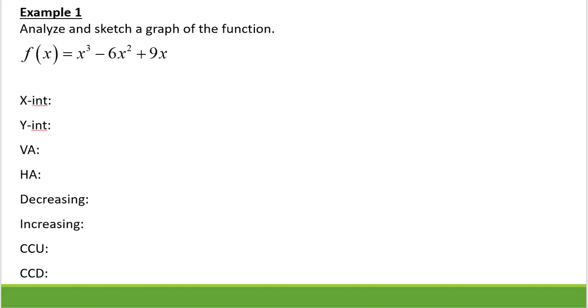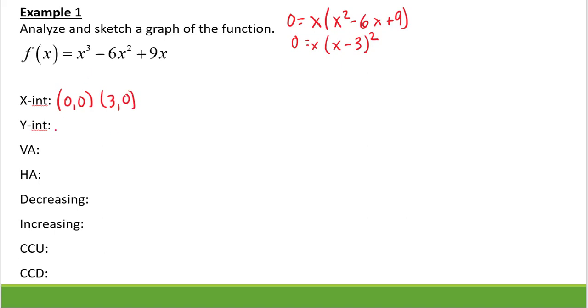x-intercepts. So if I make y equal to 0, and I get my x-intercepts, I'm going to factor out an x to hopefully save me a little bit of room and a little bit of time here. And then I factor even more. So I get x equaling 0 and x equaling 3. Y-intercept, you make x 0. There are no vertical or horizontal asymptotes.